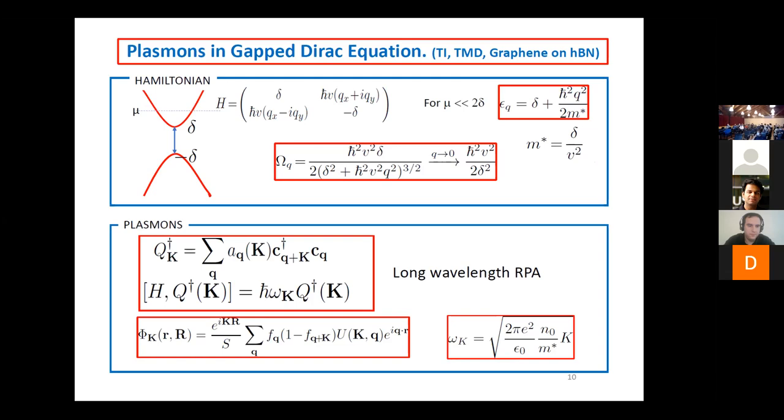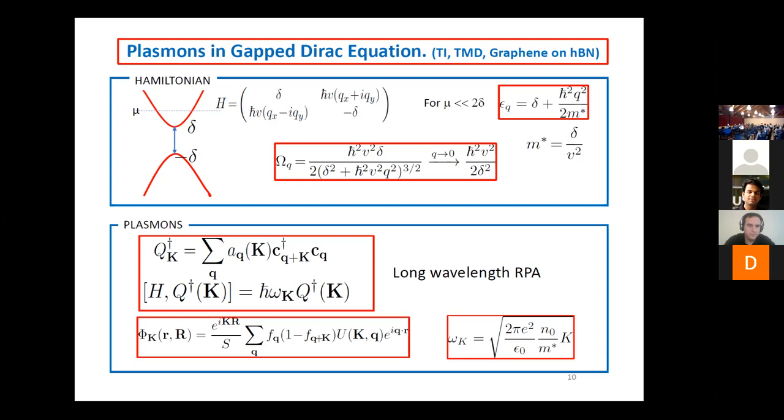In this situation, the dispersion of the electron is given by delta, which is basically the value of the gap, plus some quadratic dispersion. So it's basically a standard semiconductor. However, it's important to note that at the bottom of the conduction band you have a curvature, and associated with this curvature in the dispersion of the electron you have some Berry curvature, which is given by this quantity. It's maximum for small values of Q and then decreases. Okay, so this is for the band structure.